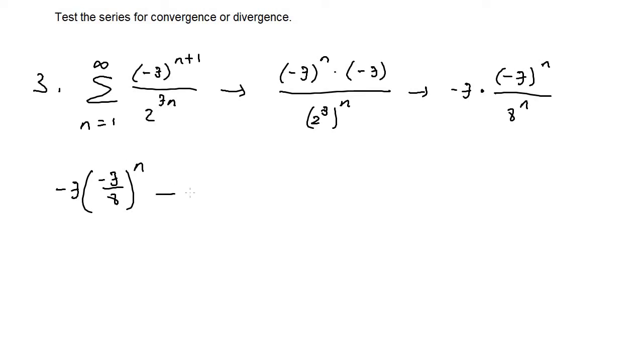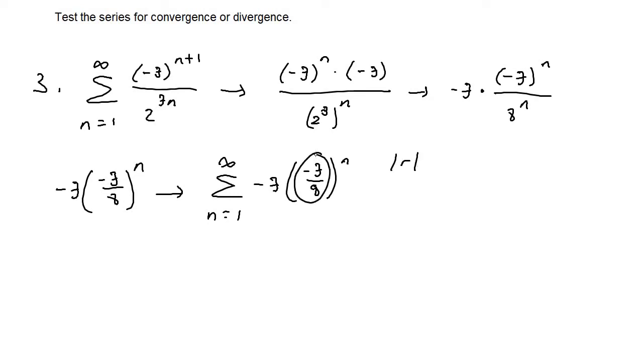So now I can go ahead and rewrite the series from n equals 1 to infinity of negative 3 times negative 3 over 8 raised to the n power. And realize that because we have a ratio here, or a fraction raised to some power n, this is a geometric series test.